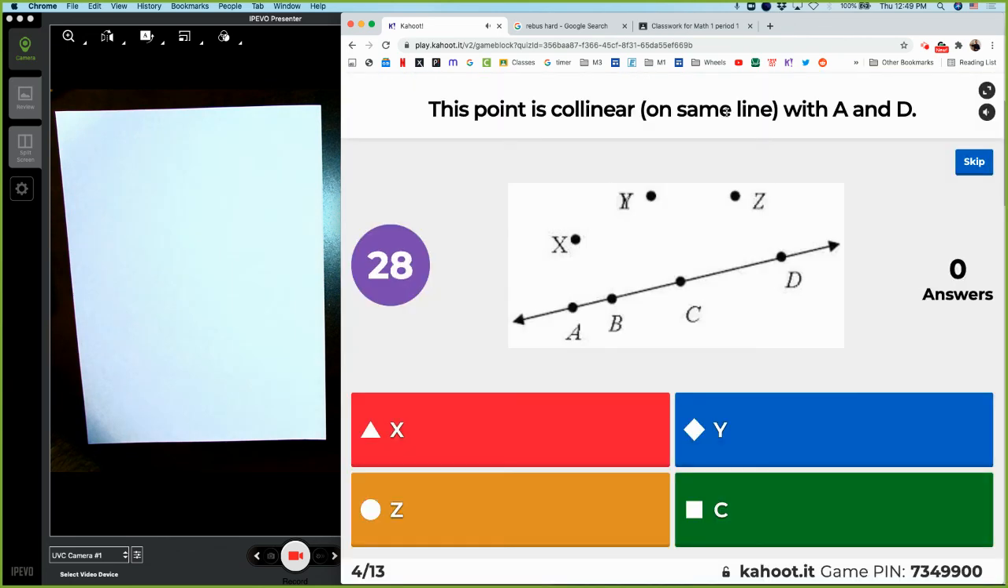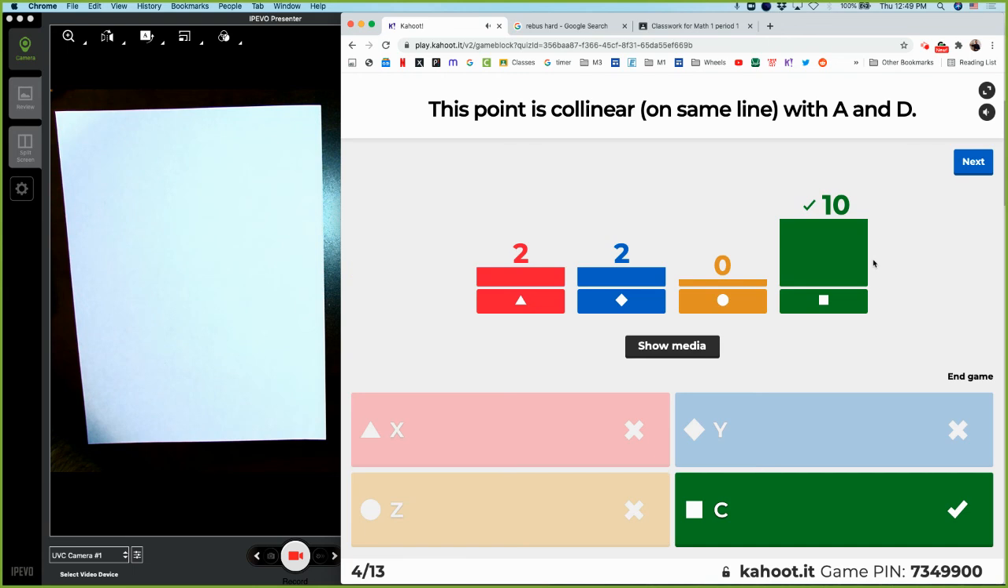This point is collinear, on the same line. Collinear just means on the same line. With A and D, which point is on the same line? Yeah, I know, Fatih. So collinear just means on the same line. So this point is collinear with A and D. What is it? Ah, it's C. Let's see what the other people said.